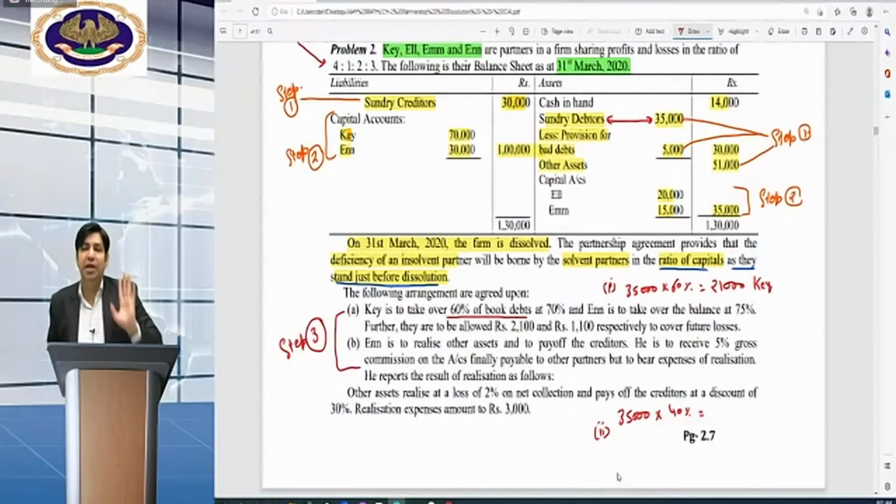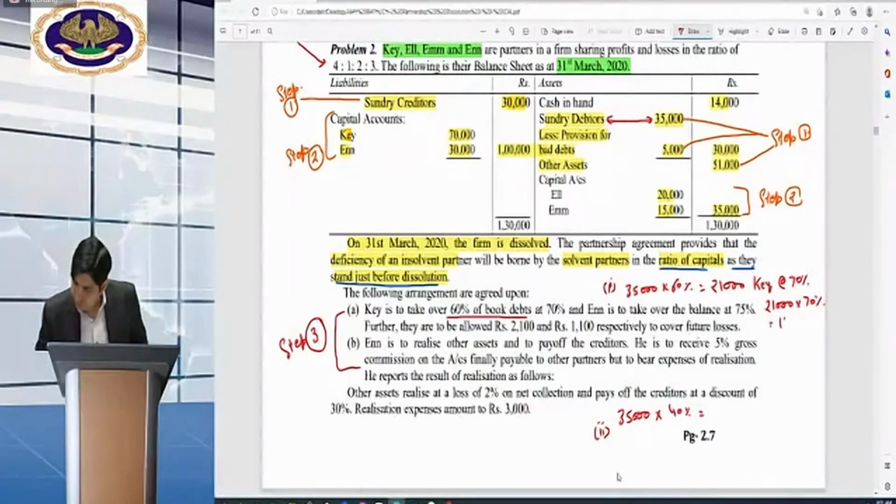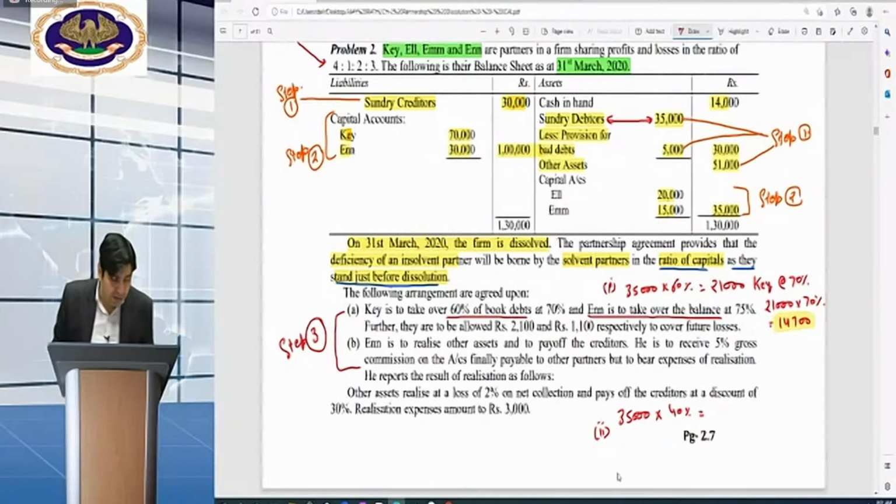So he took them at the rate of 70%. It means 21,000 multiplied by 70% is equal to how much? That is 14,700. It means the agreed value of such book debts which have been taken by Mr. Key is 14,700. First, we have to note down this one, and another part is there. What about the rest? Those are saying N is to take over the balance. Balance means 40%. What is the amount of 40%?